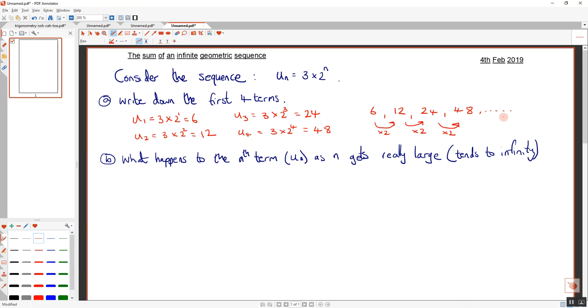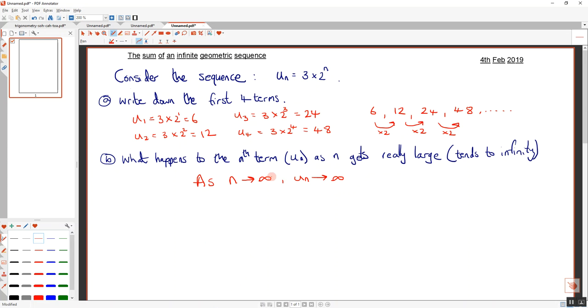So what happens to our nth term as n gets really large? What happens as we start increasing this, u5, u10, u1,000,000, u10,000,000,000? What's going to happen to the nth term? It gets, yeah, it gets bigger, right. We can say as n tends to infinity, what can we say that Un tends to? Infinity as well, okay? As one gets really big, the other gets really big.